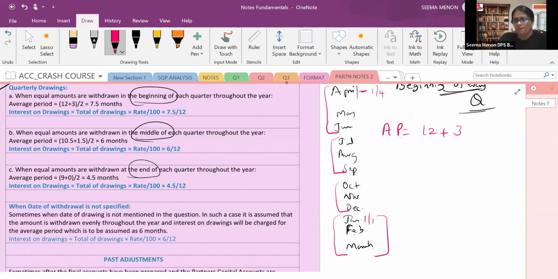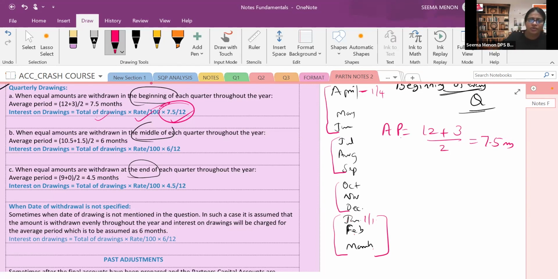So total 12 plus 3/2, 15/2. That is 7.5. You can see in the answer. Look, it is given as 7.5. I hope this is visible to you. Total drawing as usual, rate as usual, but your average period will become 7.5 months upon 12. This we discussed in the beginning.